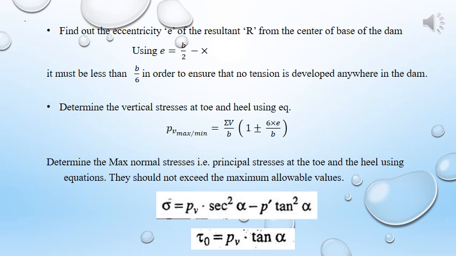So, this P v is used as P v maximum if the stress is found at the toe, and if the stress is found at the heel, this is used as P v minimum.